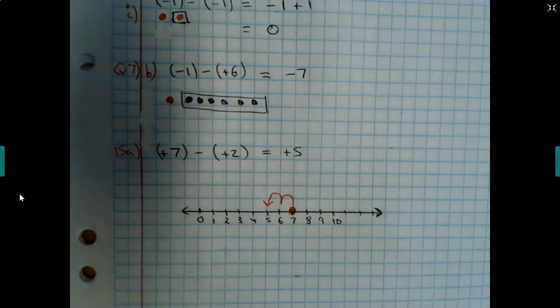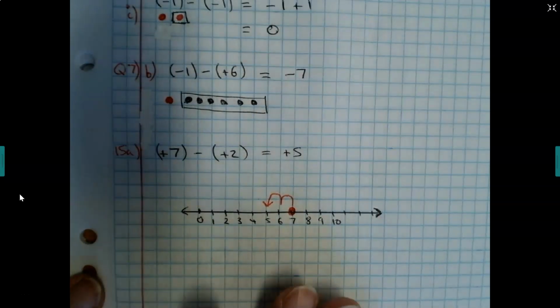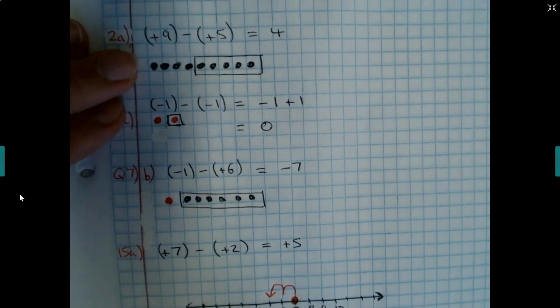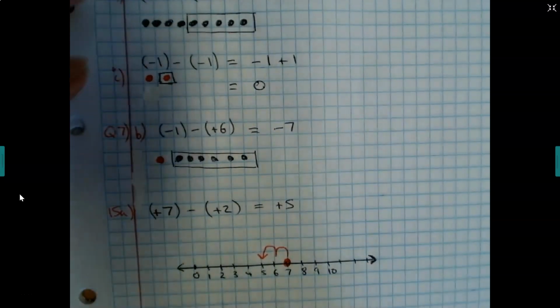All right, so if you like the number line method, use that. I don't really mind. Even if the question asks you to use the counter model, if you want to use the number line model, you can use that one. All right.